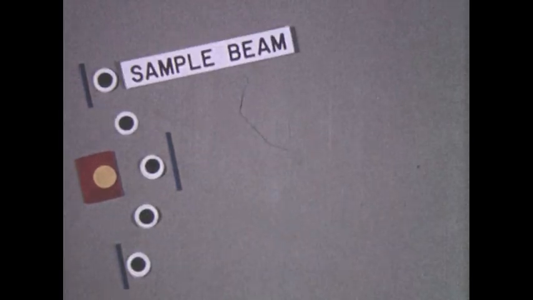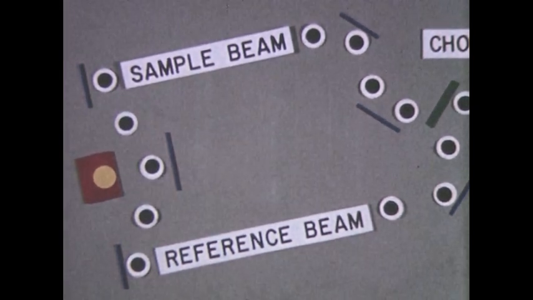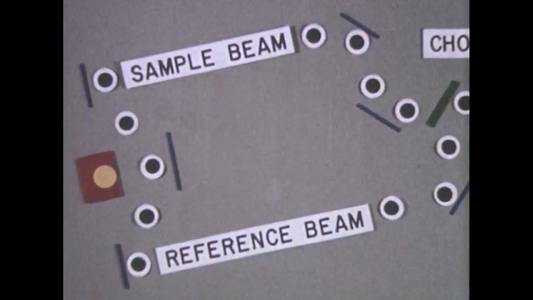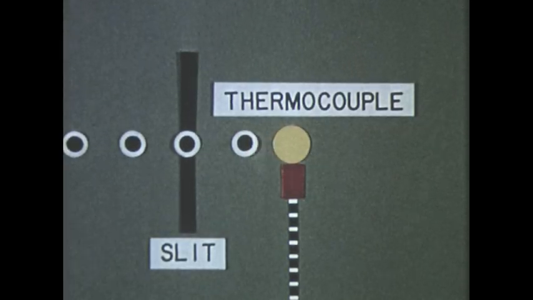In a double-beam instrument, the infrared radiation is split into two paths. One beam passes through the sample, while the other beam serves as a reference. The two beams are recombined through a system of mirrors and a chopping device. This single beam, consisting of alternate pulses of sample and reference radiation, is dispersed through the prism and is sampled by the thermocouple.